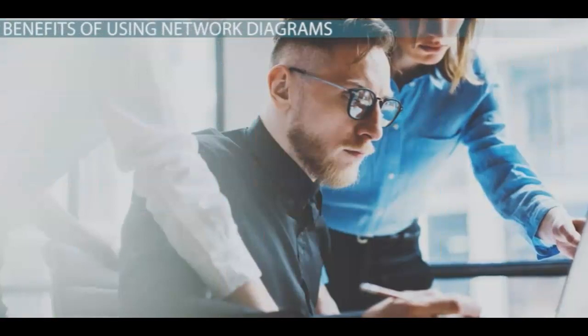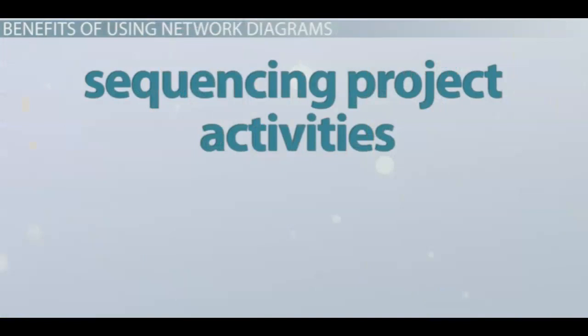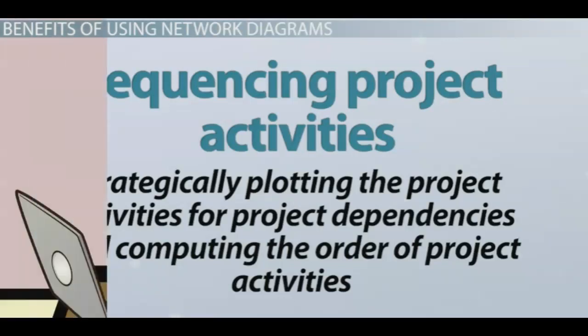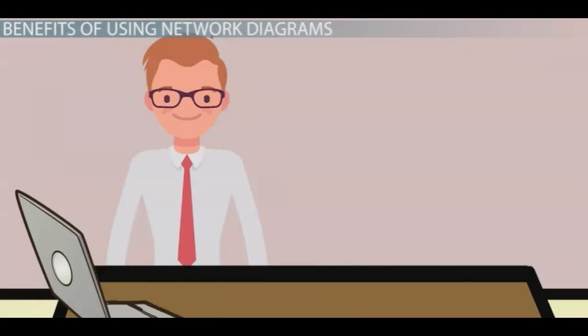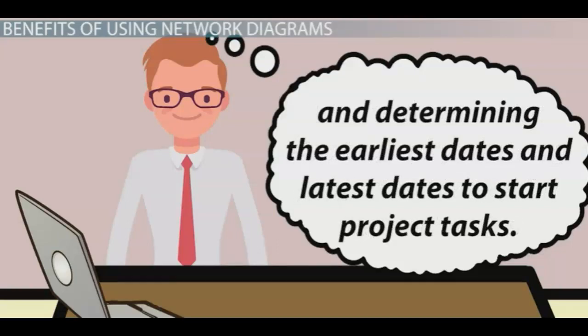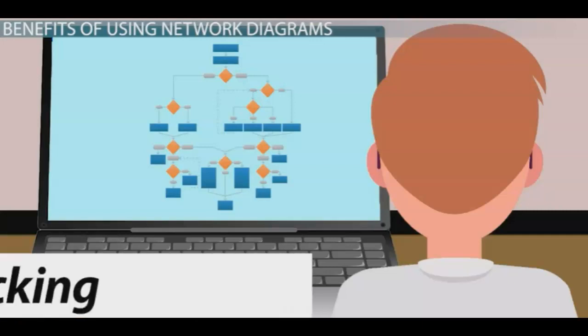Generally speaking, project schedule network diagrams are commonly used by project managers for sequencing project activities, which means strategically plotting the project activities for project dependencies and computing the order of project activities. In other words, a project manager could expect a network diagram to help with strategically plotting project activities for dependencies and determining the earliest dates and latest dates to start project tasks or work breakdown structures. The network diagram allows you to illustrate the tasks for the predecessors and successors.